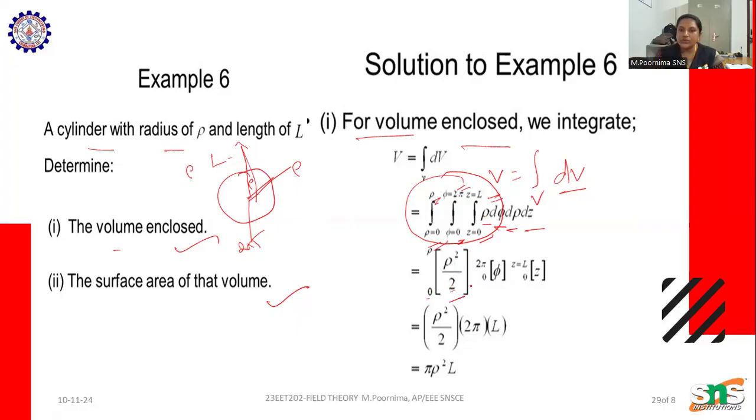We take each integration separately, applying the upper limit minus the lower limit. Finally we get rho square by 2 into 2 pi into L. The 2 cancels, giving pi rho square L. So the volume V is equal to pi rho square L. This is the volume integral.